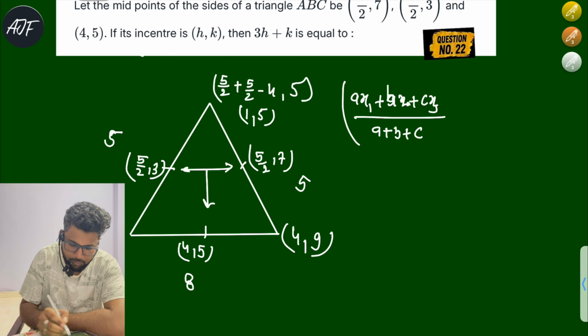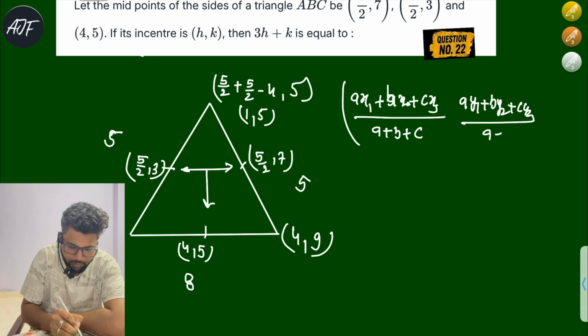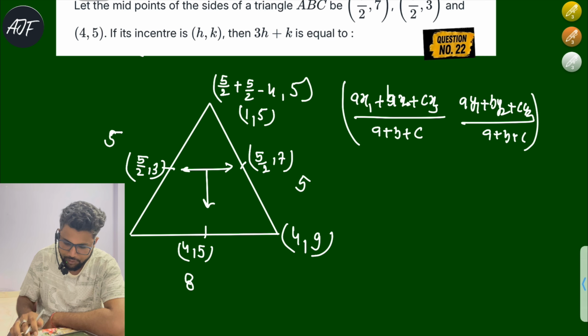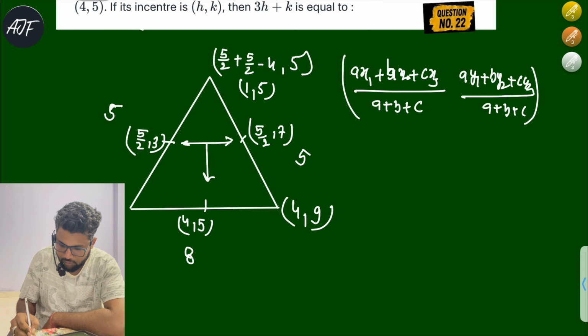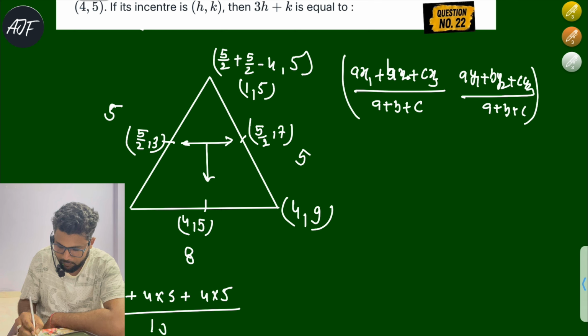Similarly apply in y: (ay1 + by2 + cy3) divided by a + b + c, opposite. So 1 into 8, 4 into 5, 4 into 5 divided by a + b + c, meaning 5 plus 5 plus 8, that is 18.